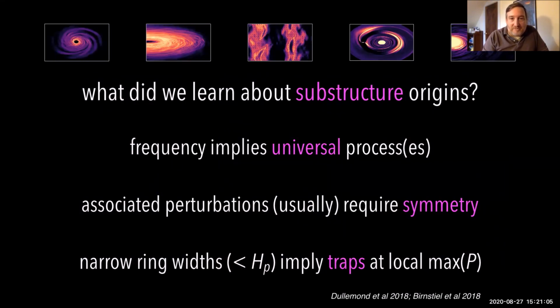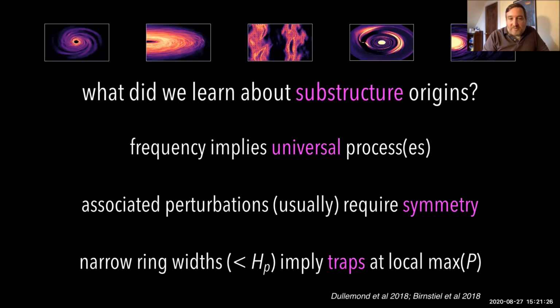But what did we learn about the origins of these substructures? I think just empirically, we can say a few things. One is that basically the prevalence alone tells you that there's some universal set of processes that generate substructures in disks. This is a common phenomenon, and it might even be ubiquitous.